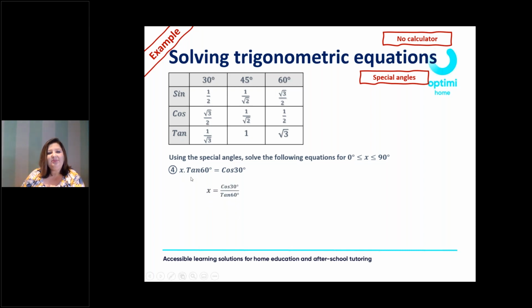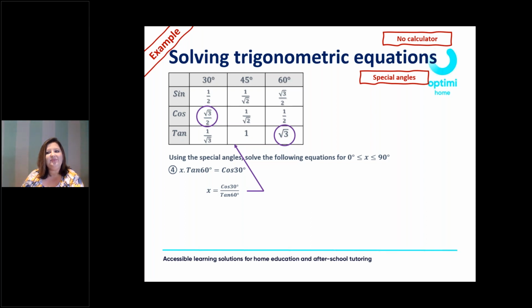So it is multiplying with tan 60. I am going to divide both sides by tan 60 and I'm left with cos 30 over tan 60. And both of them I can find from my special angle. So cos 30 degrees is square root 3 over 2, and tan 60 degrees is square root 3. So there I have just indicated that for you.